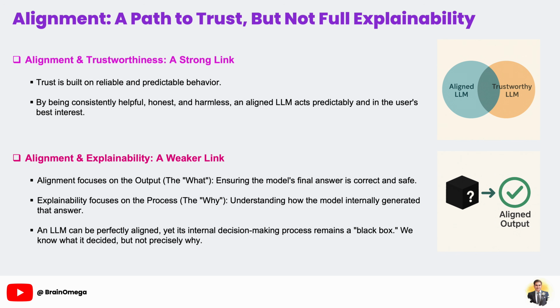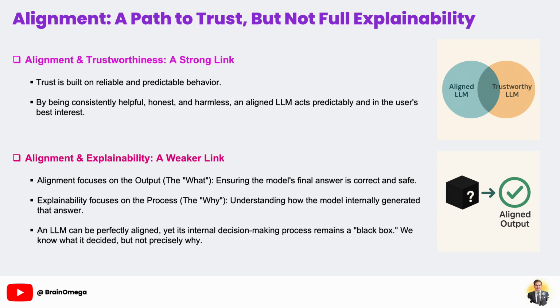By meticulously aligning a model to be helpful, honest, and harmless, we ensure its behavior is consistent and acts in the user's best interest. As the Venn diagram illustrates, an aligned LLM and a trustworthy LLM are deeply interconnected concepts. Alignment is the how, trustworthiness is the result. However, the story changes when we compare alignment to explainability. Here, the link is much weaker, and this is a critical concept to grasp.